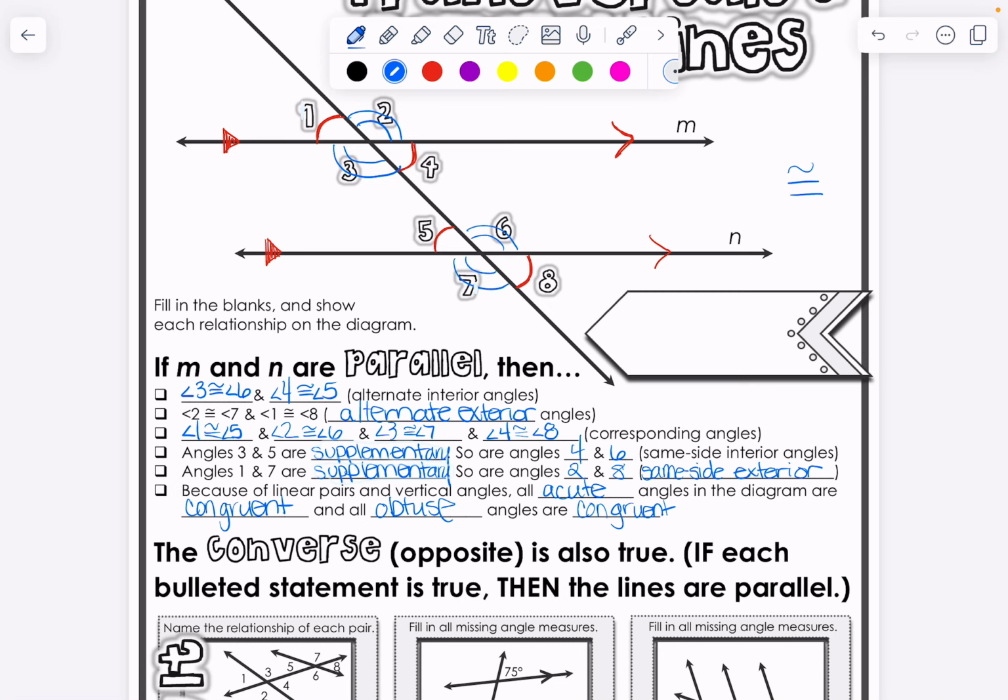The connection between those is that angle 2 corresponds with angle 6, and because lines M and N are parallel, angle 2 is congruent with angle 6. Or you could also look at it as angle 6 being an alternate interior angle with angle 3, which makes them congruent, and that also helps us know that angle 7 is congruent to angle 6. So a bunch of relationships have been formed now that we know those two lines are parallel.